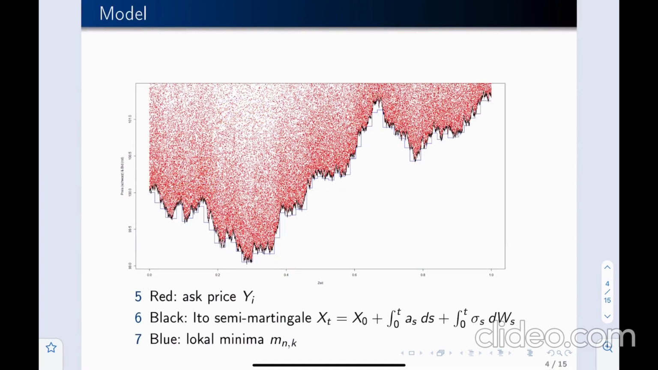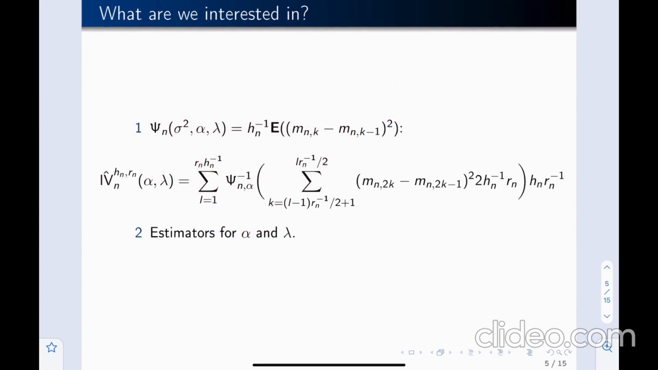Similar to the chart on slide 2, here we now see the observed ask prices y in the stock market, the red dots. The black line represents the unknown shadow price, which was simulated as an Ito process. The blue, piecewise constant lines form the blockwise minima, MNK, of the observed ask prices, which form an approximation of the unknown shadow price. To measure volatility, we define the function psi. For this purpose, we consider the expected squared deviation of neighboring local minima.